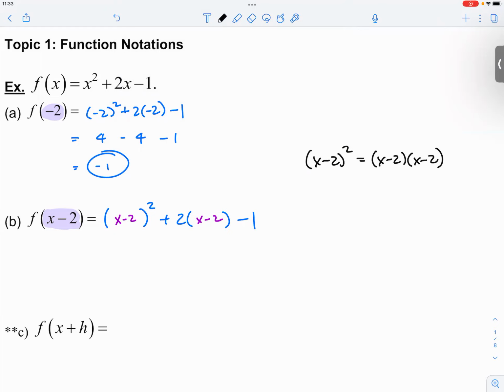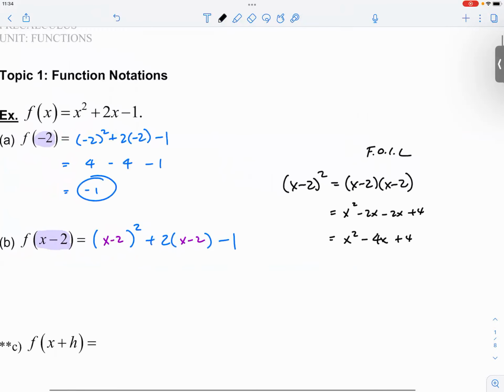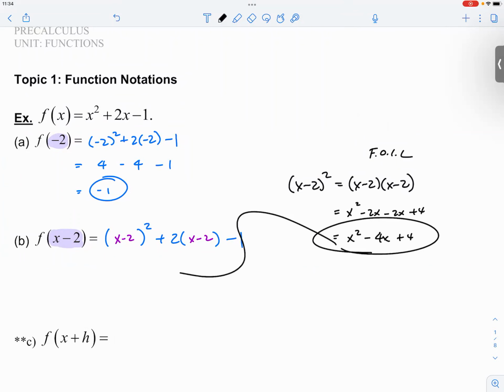And then, what do we do next? I hope you still remember FOIL. Okay, we do FOIL: first, outer, inner, and last. Well, we are going to do the first term, which is x squared, and then minus 2x, and then minus 2x, and then plus 4. And so it brings us to a total of x squared minus 4x plus 4. All right, x squared minus 4x plus 4, and therefore we have this going to here.